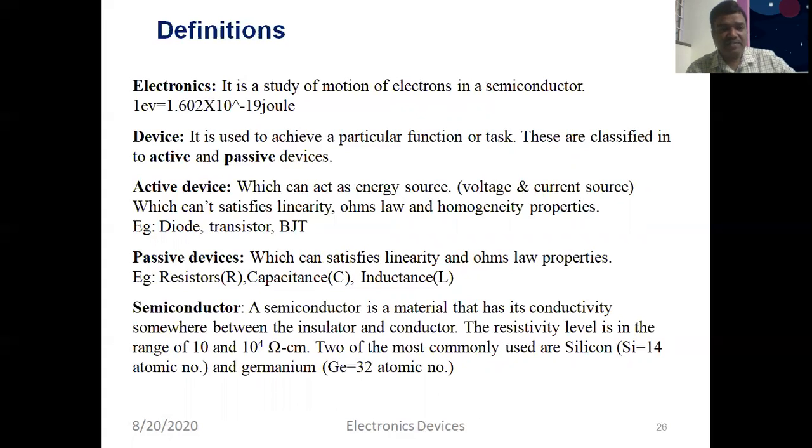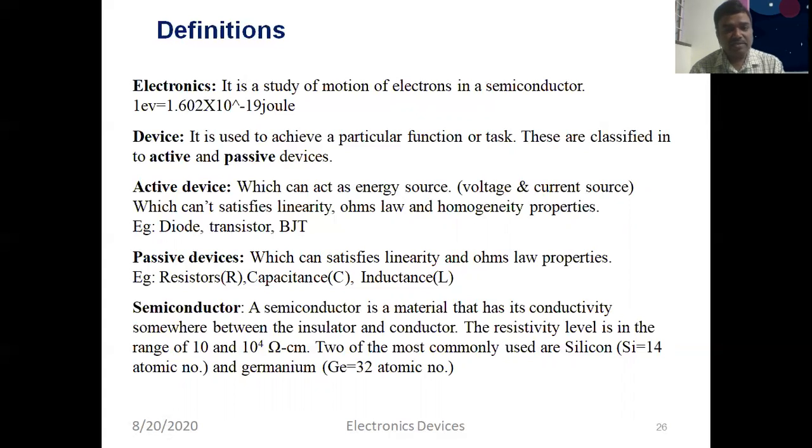Devices are classified into active and passive devices. An active device is one which can act as an energy source. Examples are voltage and current sources, which cannot satisfy these three properties: linearity, Ohm's law, and homogeneity. They are called active devices. Examples are diode, transistor, BJT. Passive devices can satisfy the linearity and Ohm's law properties. Examples are R, L, C. Except R, L, C, all the remaining components are called active devices.